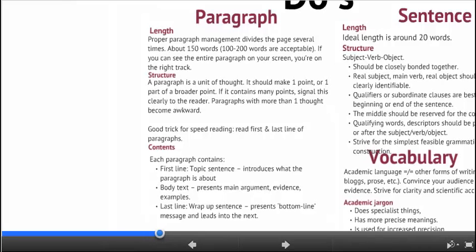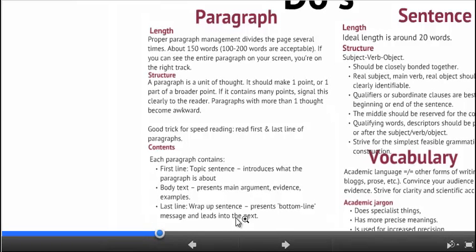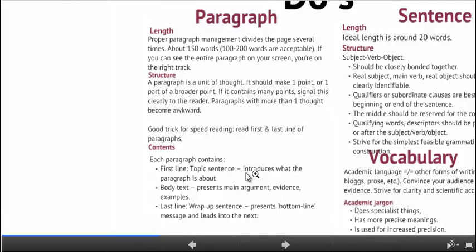And really, if you cleave to this structure, the reader will be able to read the first and the last line in every paragraph and still get a very good sense of the gist of your argument. So this is why here I've written that each paragraph should contain a first line, the topic sentence, which introduces what the paragraph is about. And this is pretty much like, in a paper, the thesis statement. This is an equivalent kind of structure makeup.